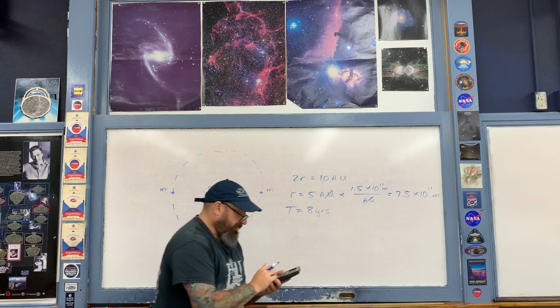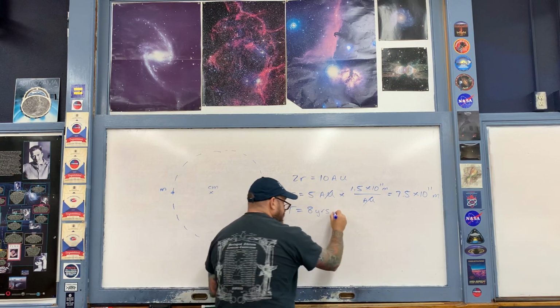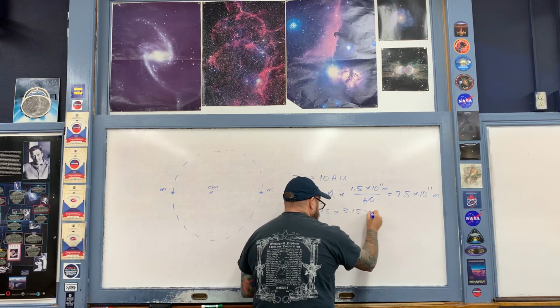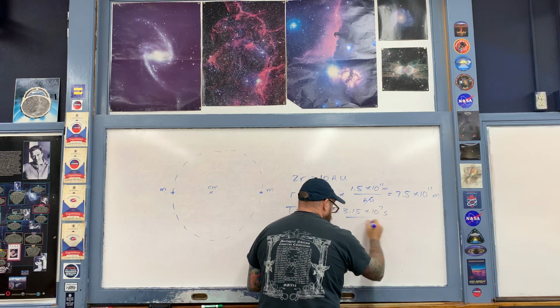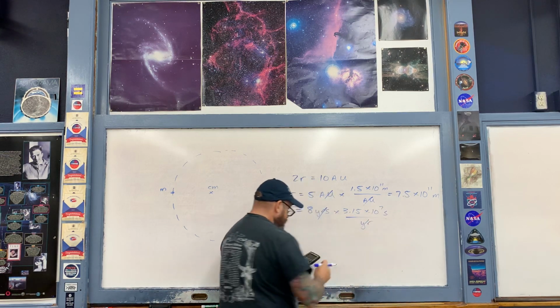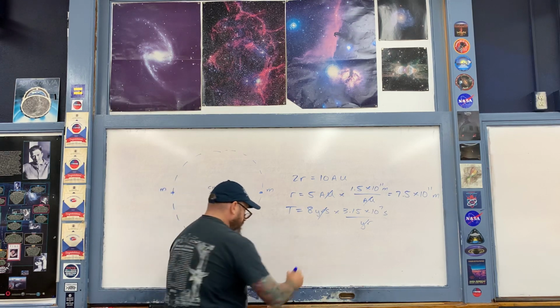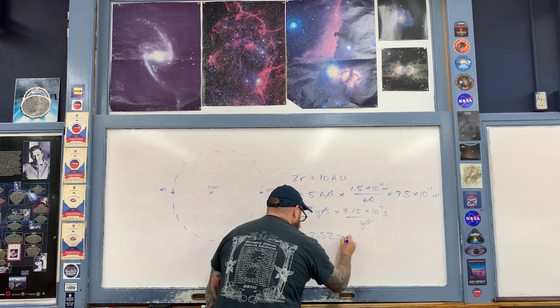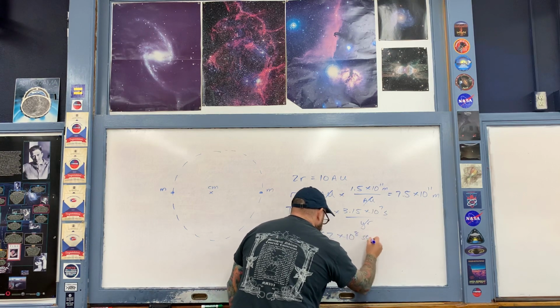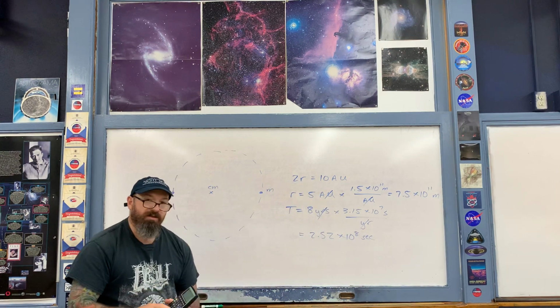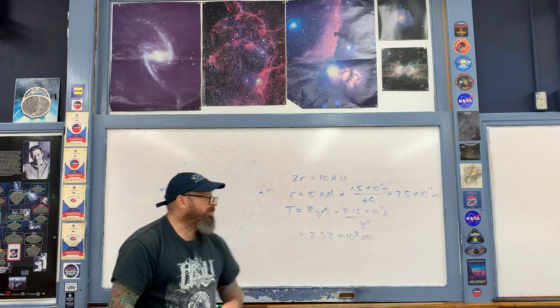And then the amount of time here, I'm going to convert this into seconds. So multiply by 3.15 times 10 to the 7th seconds per year. Years cancels out. So 8 times that, and this ends up being 2.52 times 10 to the 8th seconds, like so. So now everything is in the correct units. Here's then how we set up this problem.